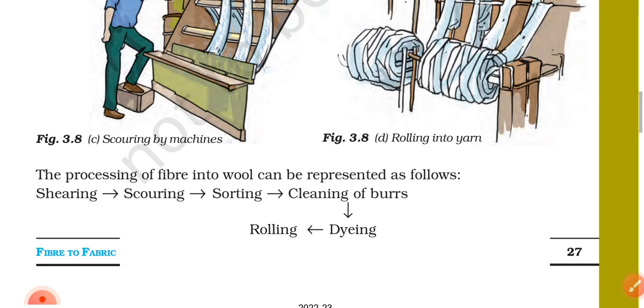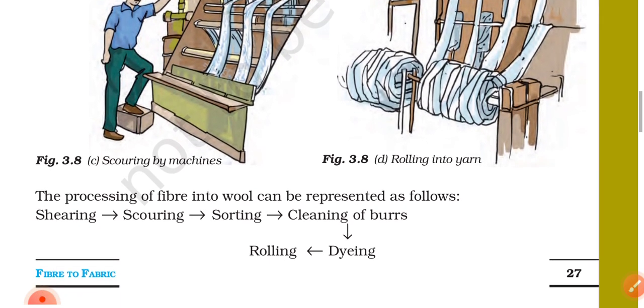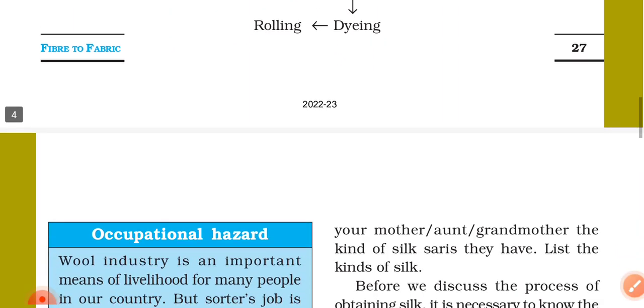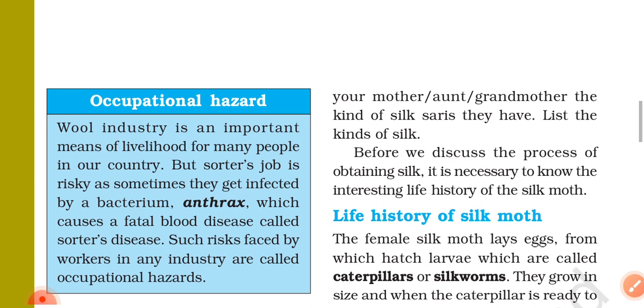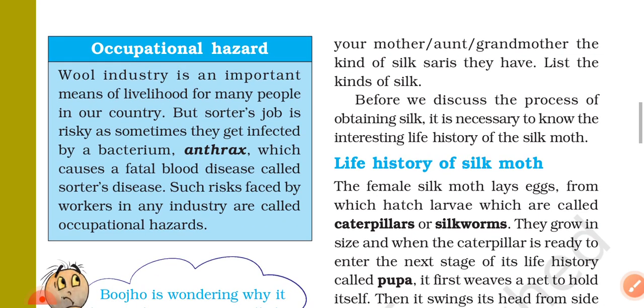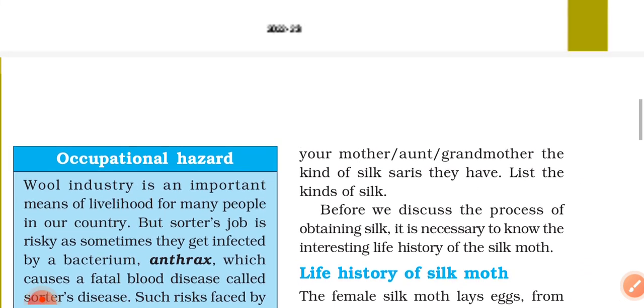The processing of fiber into wool can be represented as follows: shearing, scouring, sorting, cleaning of burrs, dyeing, rolling. Page number 28. Occupational hazard. The wool industry is an important means of livelihood for many people in our country, but the sorter's job is risky as sometimes they get infected by the bacterium anthrax, which causes a fatal blood disease called sorter's disease. Such risks faced by workers in any industry are called occupational hazards.